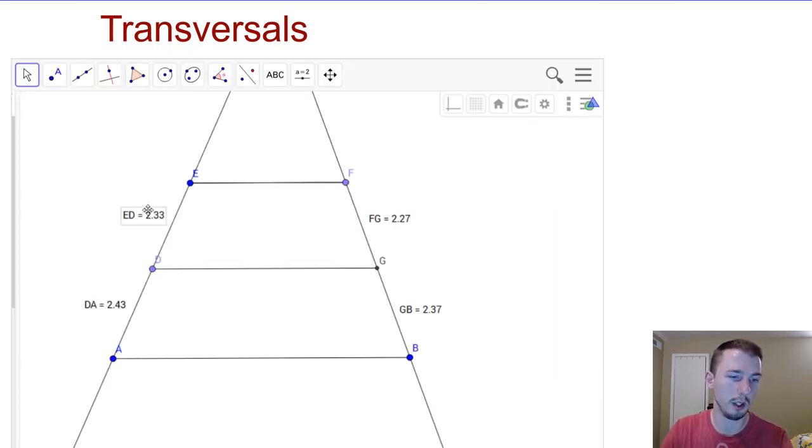So on this one, these lines are all parallel. We have our transversals. So this extension goes to this extension, just as that one goes to that one. Or you can go across as well. That one goes to that one, just as that one goes to that one.